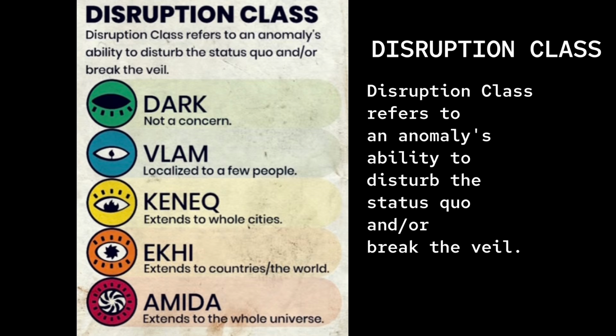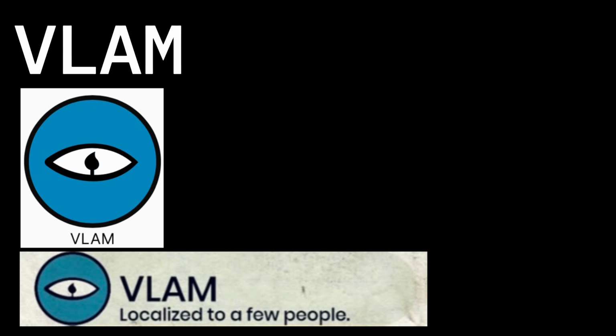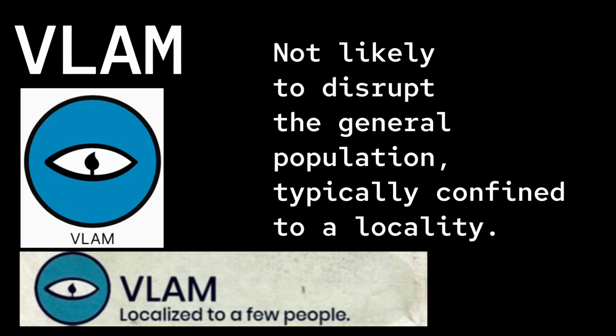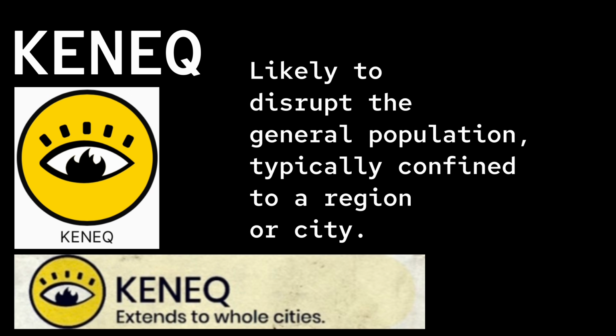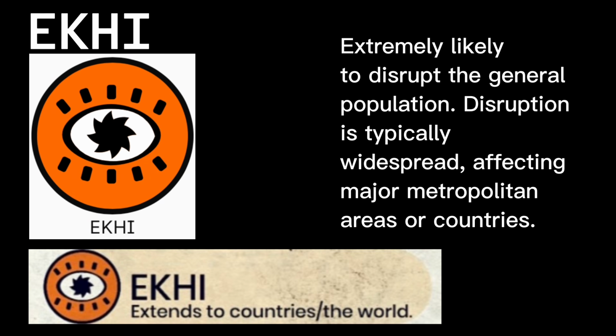Disruption class. Disruption class refers to an anomalous ability to disturb the status quo and/or break the veil. Dark, not very likely to disrupt the general population. Flam, not likely to disrupt the general population, typically confined to a locality. Kenig, likely to disrupt the general population, typically confined to a region or city. Iki, extremely likely to disrupt the general population. Disruption is typically widespread, affecting major metropolitan areas or countries.